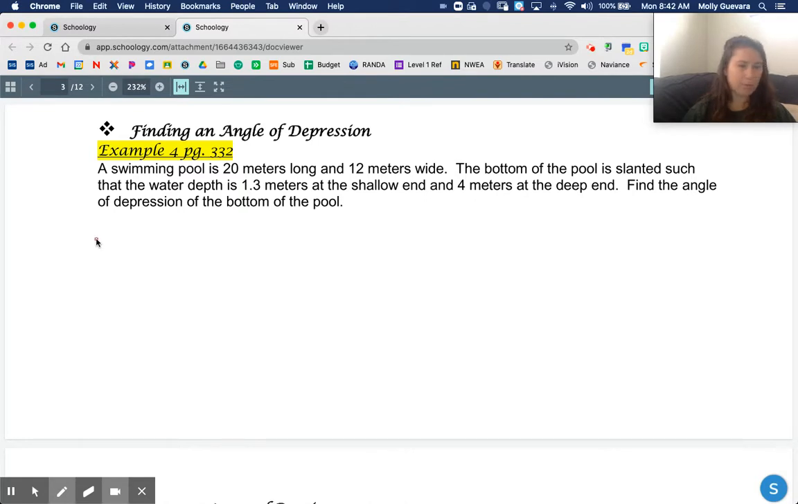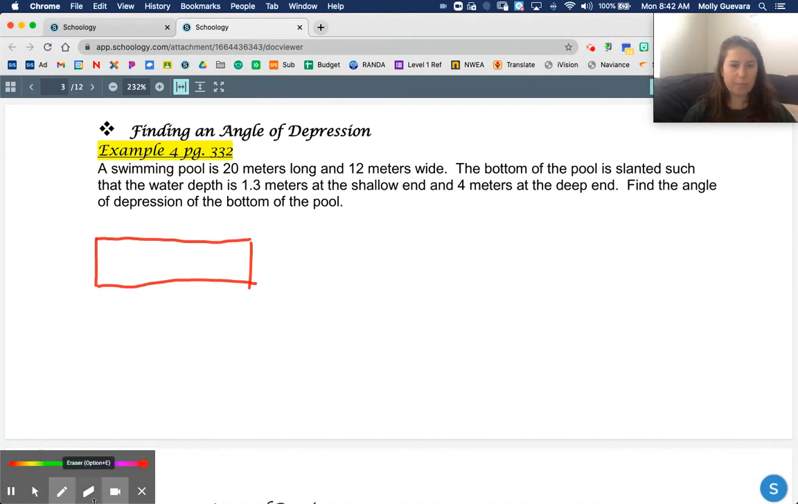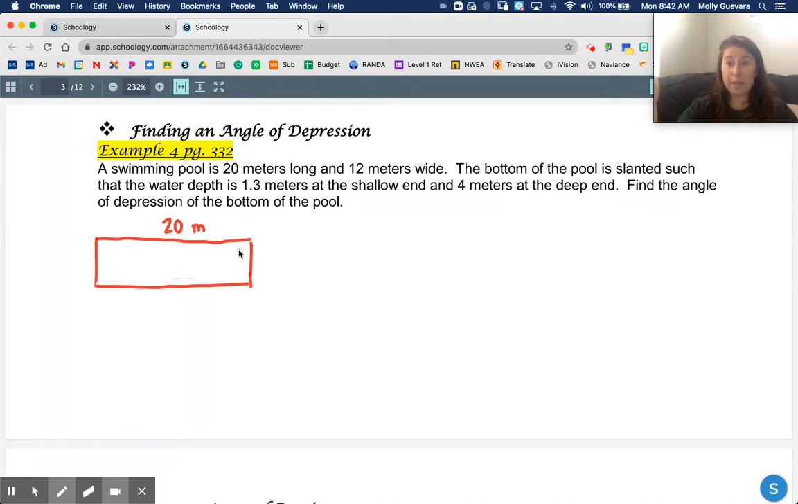Okay, so what we're going to do is, here's the pool. But this is kind of like the side view of the pool, okay? So this is if I was looking at it from the side. That's kind of better, isn't it? So this is 20. I don't really need that 12, right? Because the width doesn't matter. But this is like if I cut the pool in half and I'm looking at it from the side.